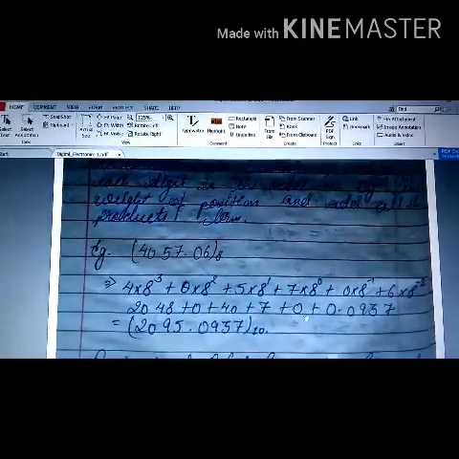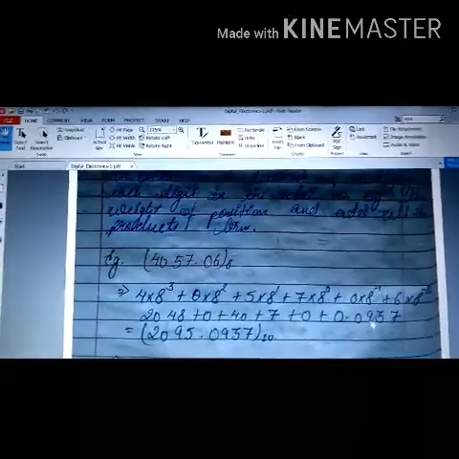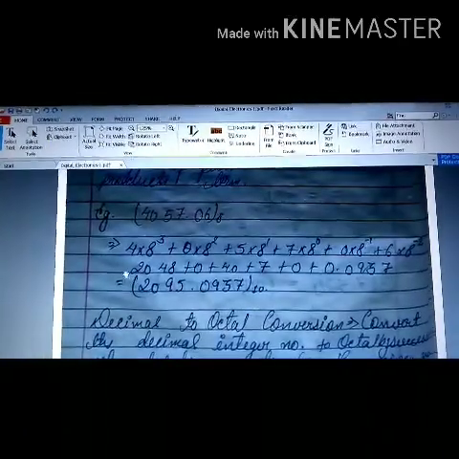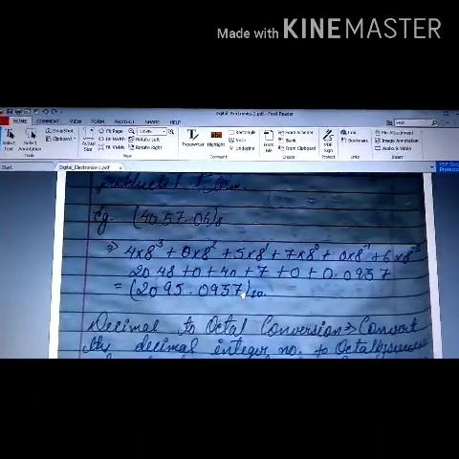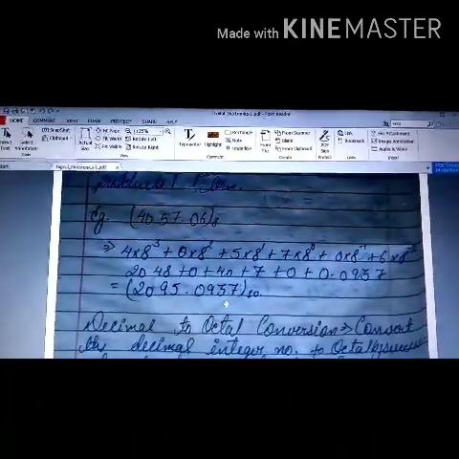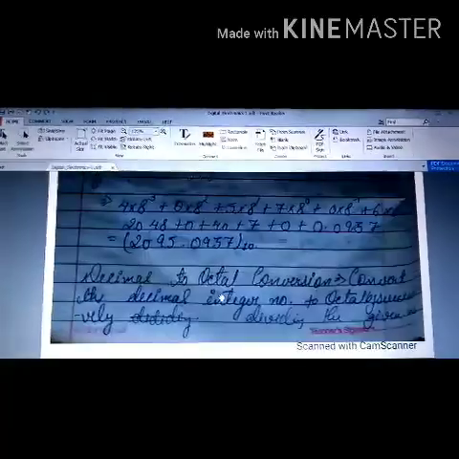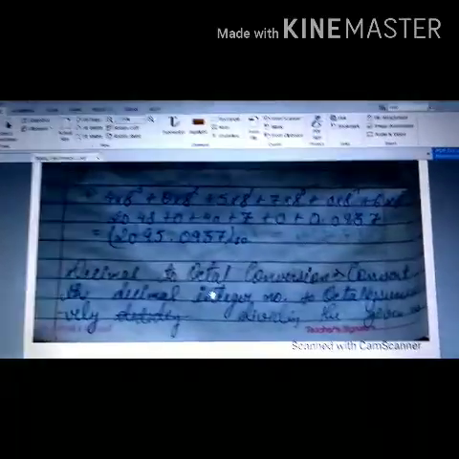2048.047 plus 0 and 0.0937 and so on, and we can get the final decimal answer, 2095.0937 to the base 10. Now, decimal to octal conversion. Decimal to octal: converting the integer part.